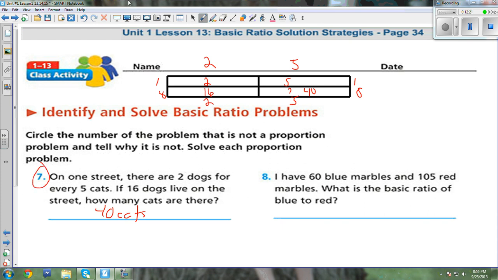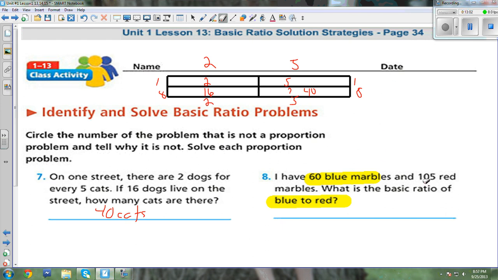I have 60 blue marbles and 105 red marbles. What is the basic ratio of blue to red? So now you got to look at 60 and 105. What is the basic ratio? What factor will go into 60 that will also go into 105? I just realized that it wants me to circle the problem that is not a proportion. So, good thing I have an eraser. So 7 should not be circled.